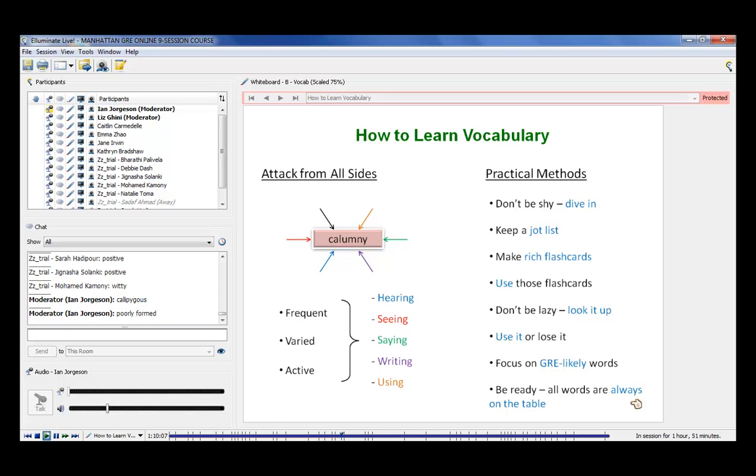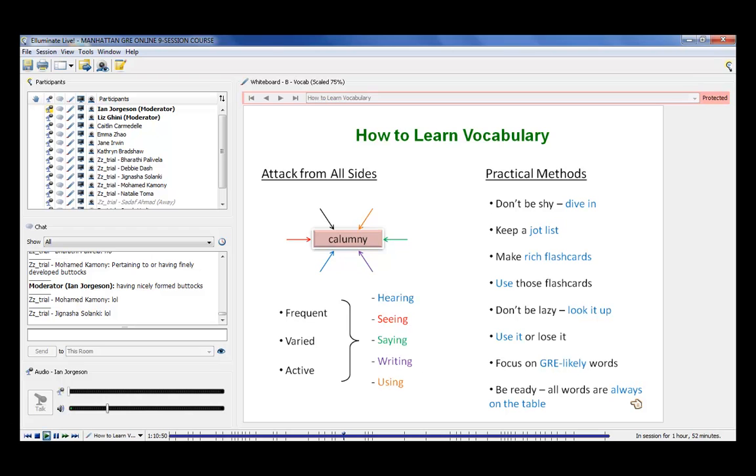Does anybody know what callipygus means? It is an art history term used to describe ancient statues mostly, and it means having nicely formed buttocks. I am not kidding. And Muhammad just answered, right? Pertaining to or having finely developed buttocks. That's what it means, and it's mostly used when people are describing a Greek or a Roman statue. And I got that word on the GRE, and the answer they used was poorly formed, being the opposite of well-formed or nicely formed.